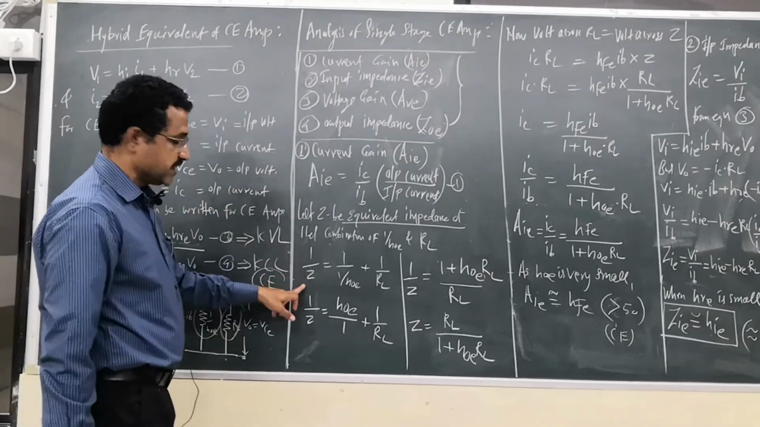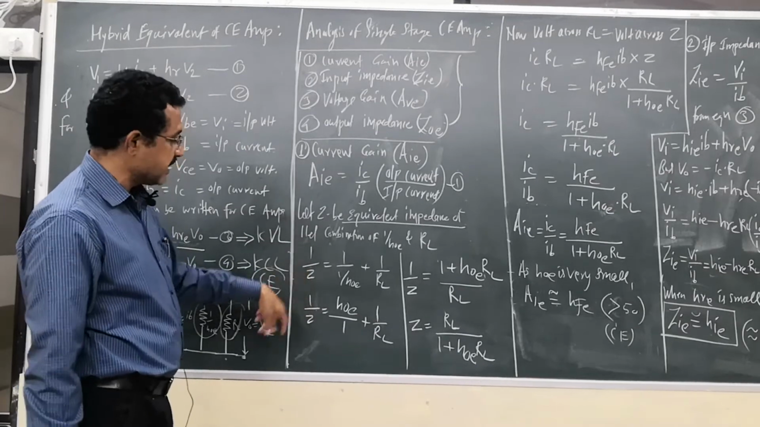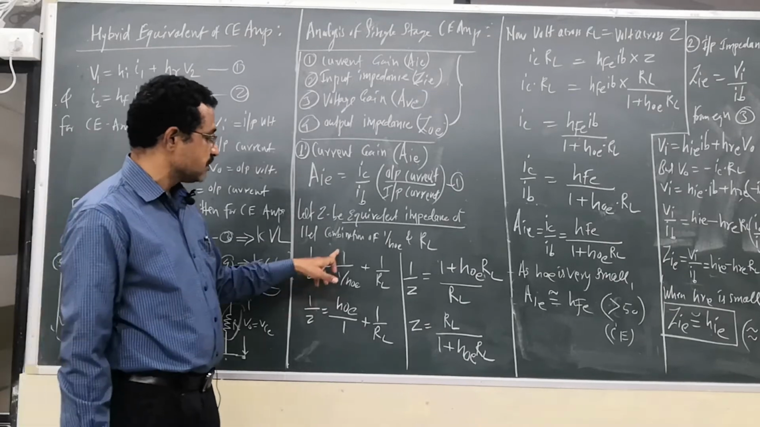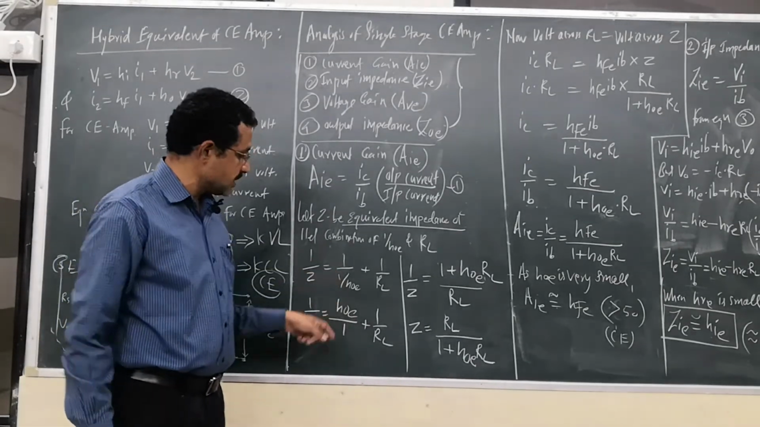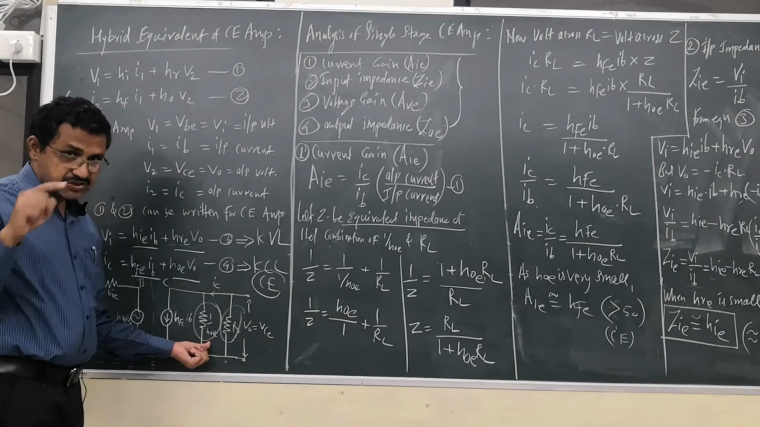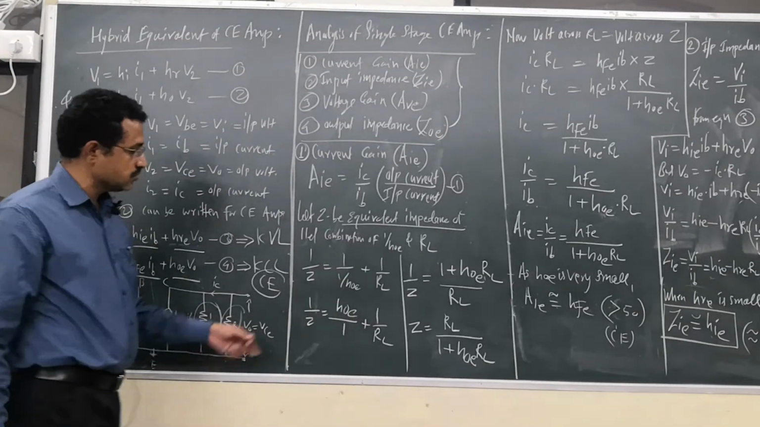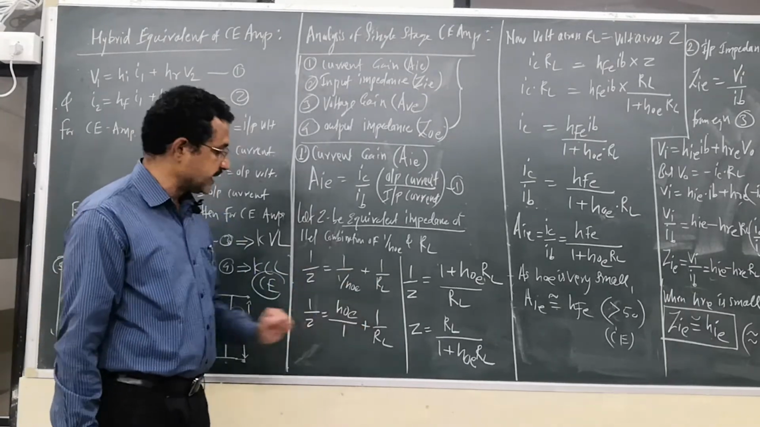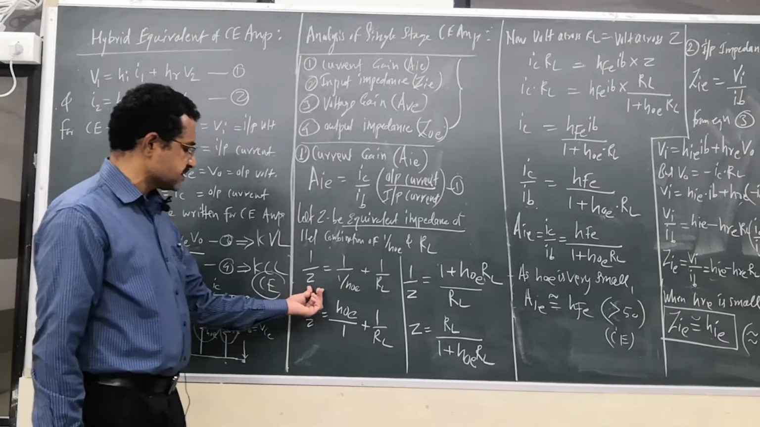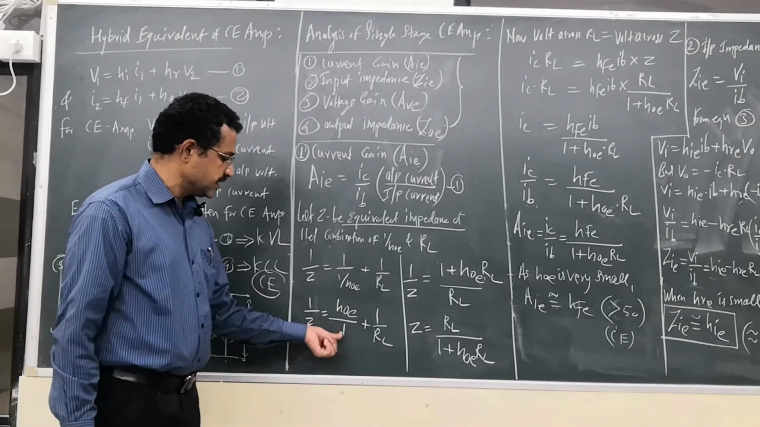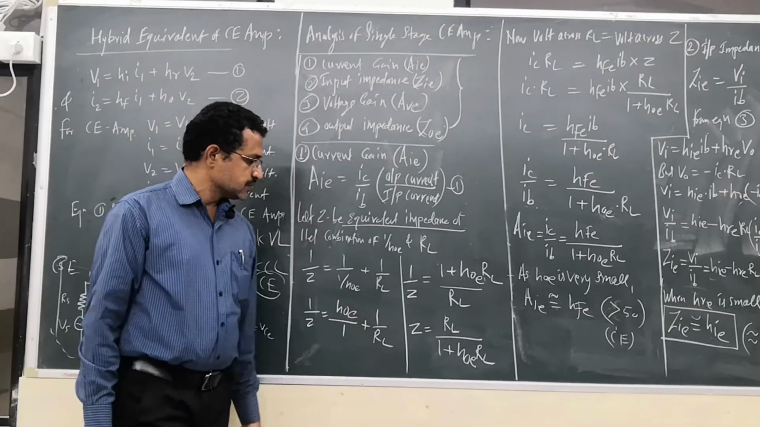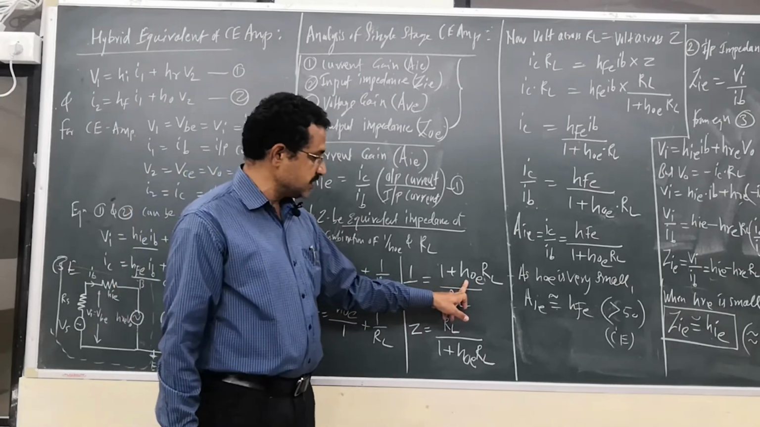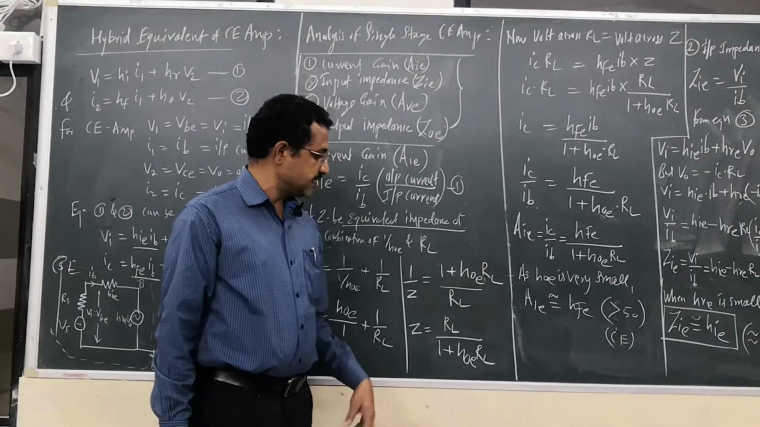How to find 1 upon Z? That is nothing but 1 upon R equivalent, where R equivalent is represented as Z, the impedance. So it is 1 upon Z equals 1 upon (1/HOE) plus 1 upon RL. When you solve this equation, 1 upon Z equals HOE plus 1 upon RL, which gives (1 plus HOE into RL) divided by RL.